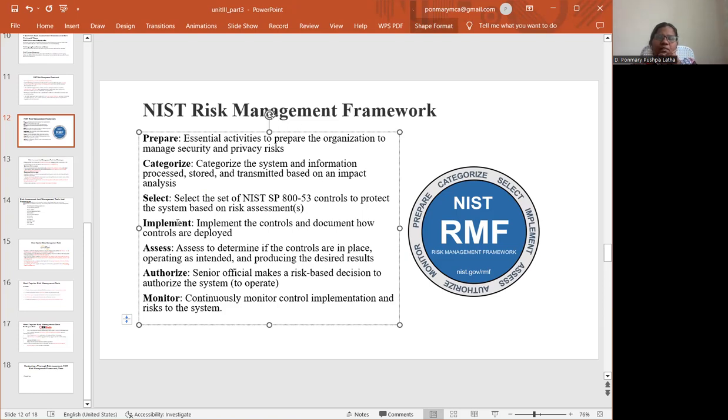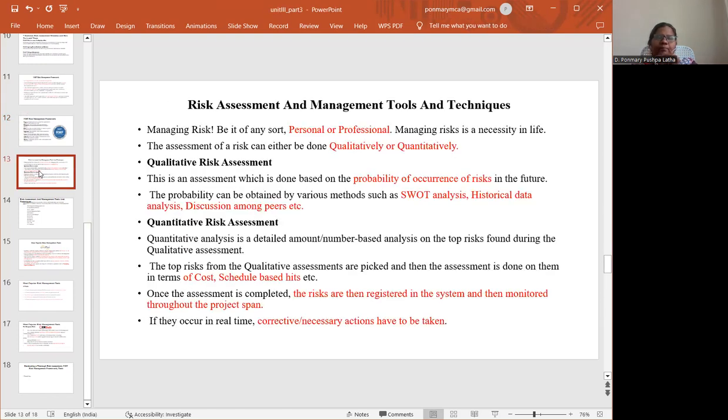And the next one is implement the controls. So we are going to implement the controls. The fifth one is we are going to assess to determine if the controls are in place, whether everything is going smoothly or not. Then authorize. Some people will have the authority to take security action, or they will be in charge of particular things. Then continuously we have to monitor the things.